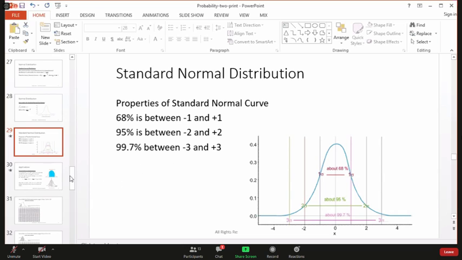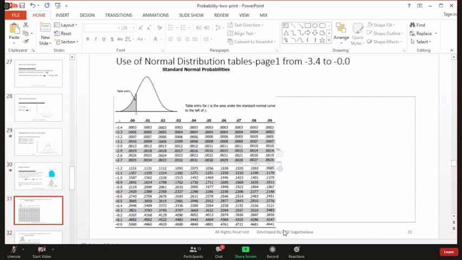I think now it is using the table. A particular table has been prepared. This is the normal distribution table. See, if you have the hard copies with you, you can understand it's 2 pages. One page is from minus 3.4 to 0. See here.